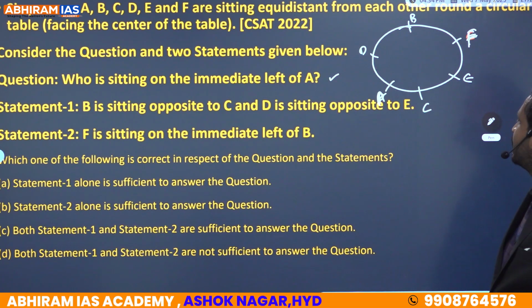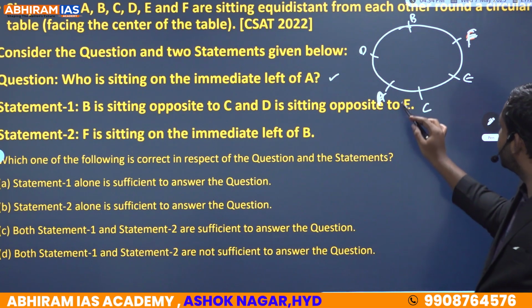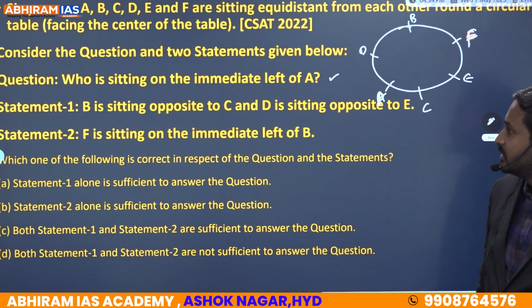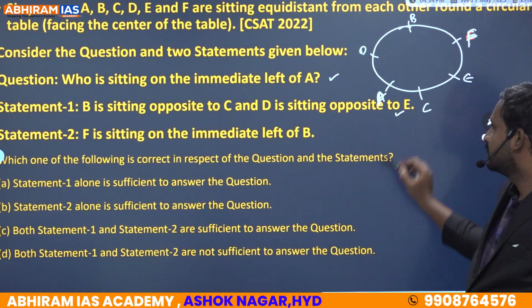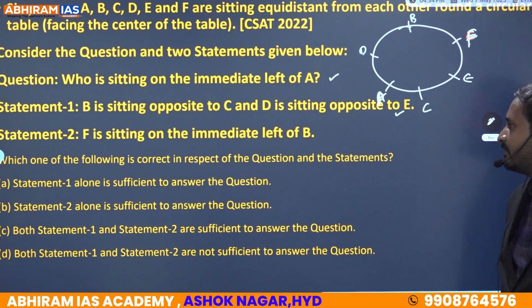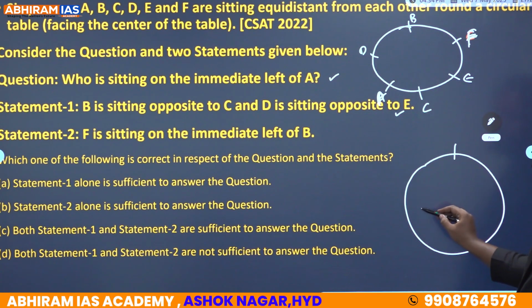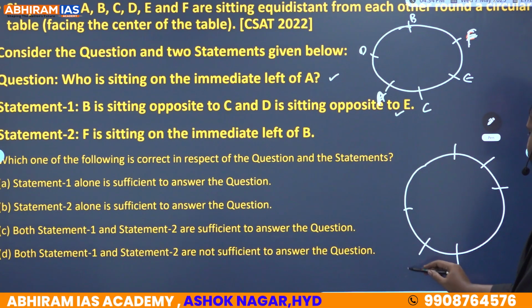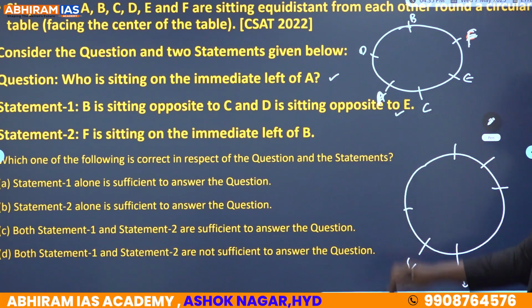Now who is sitting immediate left of A? See here students, E and D can be shuffled, right? Why only like this? A and F also can be shuffled. So by using the first statement alone, I cannot tell my answer. Now come to the second statement. F is sitting to the immediate left of B. By using this one statement, can I tell my answer? Who is sitting in the immediate left of A? No.